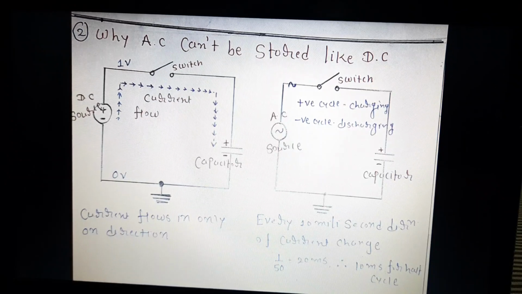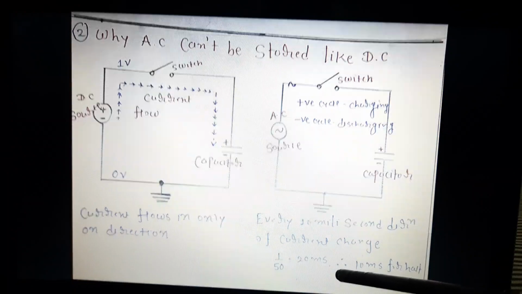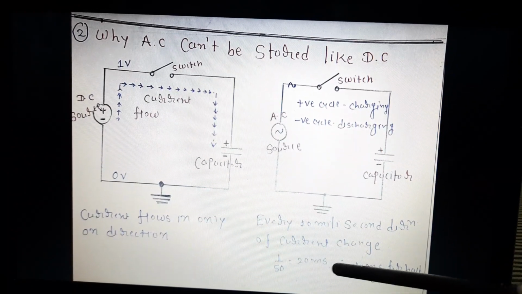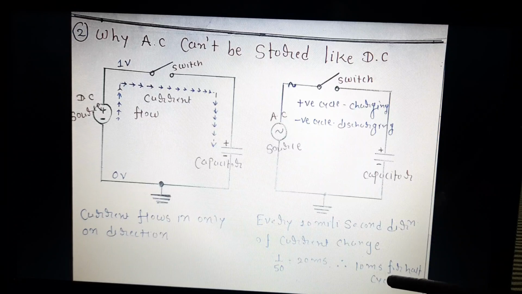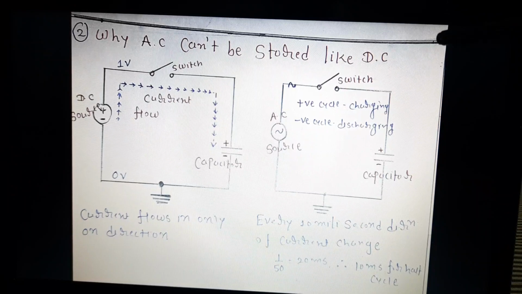You may have a question, how does this 10 millisecond come? So friends, in India we are using 50 Hz frequency. So 1 by 50 is equal to 20 milliseconds, and for the half cycle, 20 divided by 2, that means 10 millisecond for the half cycle. So after each and every half cycle the direction of the current is changing. So AC cannot be stored unlike DC. This is the reason why AC can't be stored unlike DC.